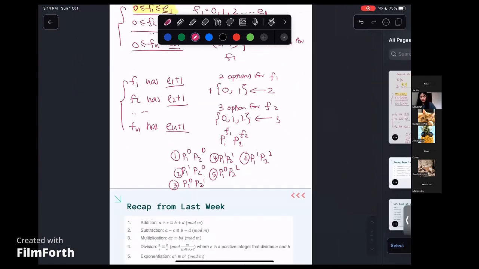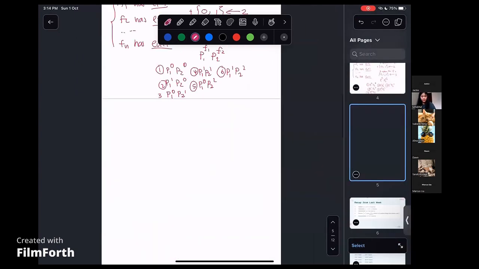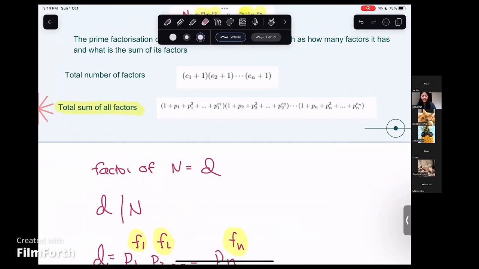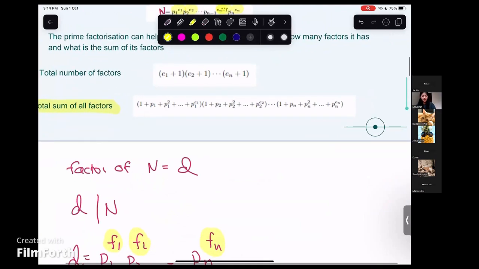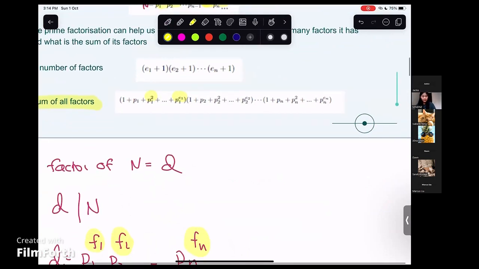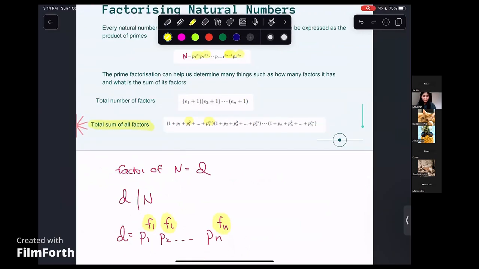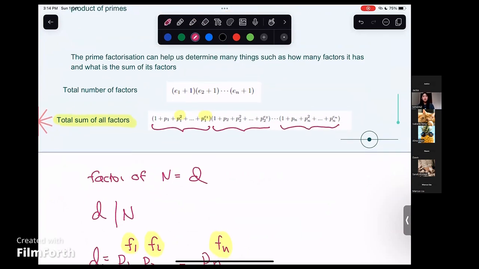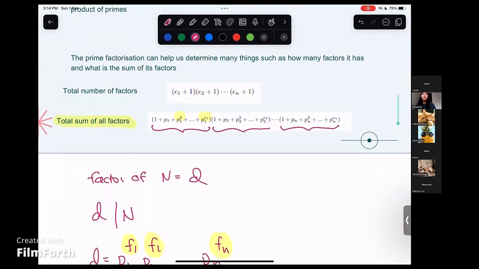We can keep going. Okay, so now let's look at the sum of all the factors. In a similar sense, we want to account for all the possible exponents that are smaller or equal to E1 in our factor, right? So we can either have P1 to the power 1, P1 to the power of 2, all the way on to P1 to the power of E1, right? So it's the sum of all of these times the sum of all of these and the sum of all of these. So it's all the prime factors added up to the highest power, and then you multiply them together.